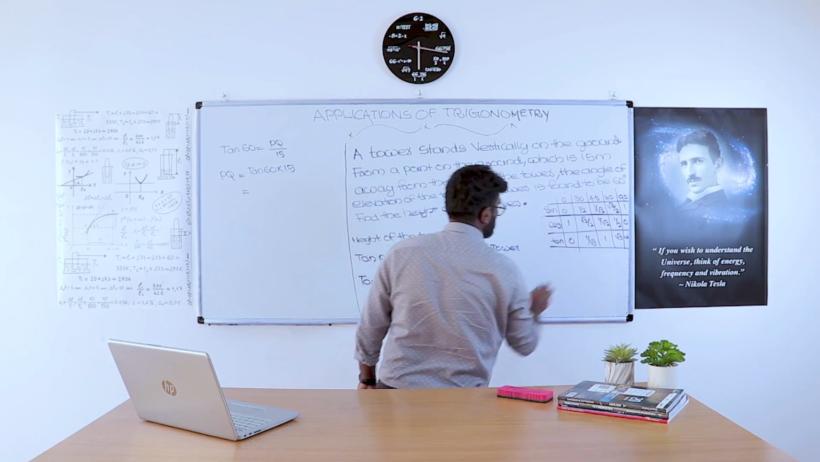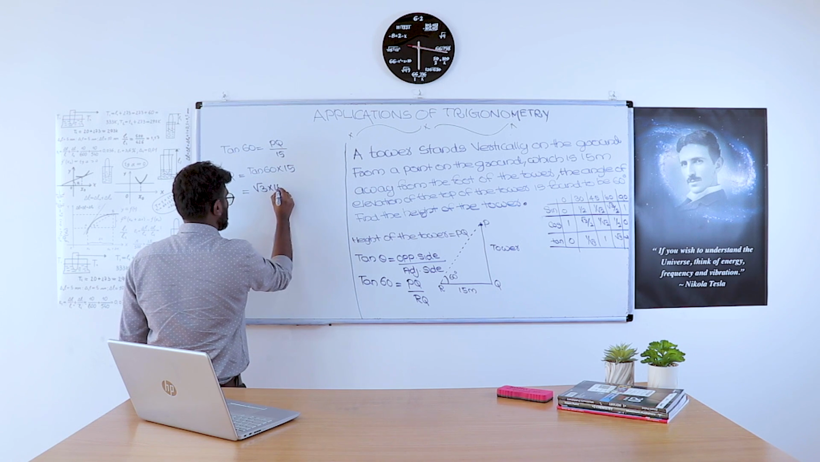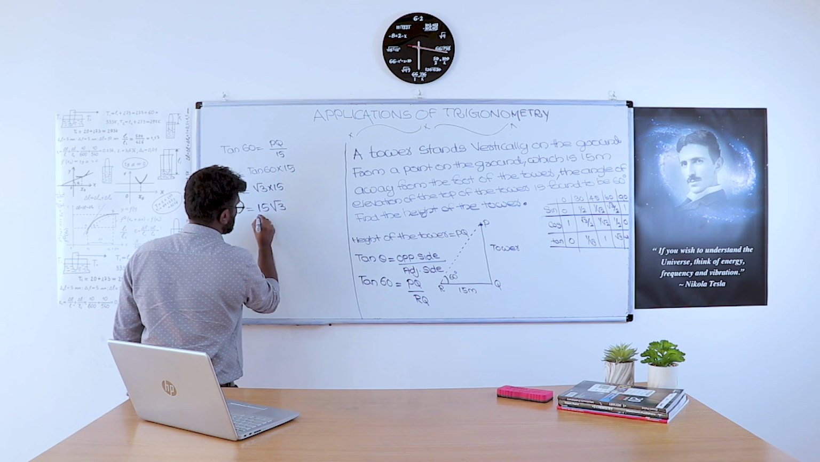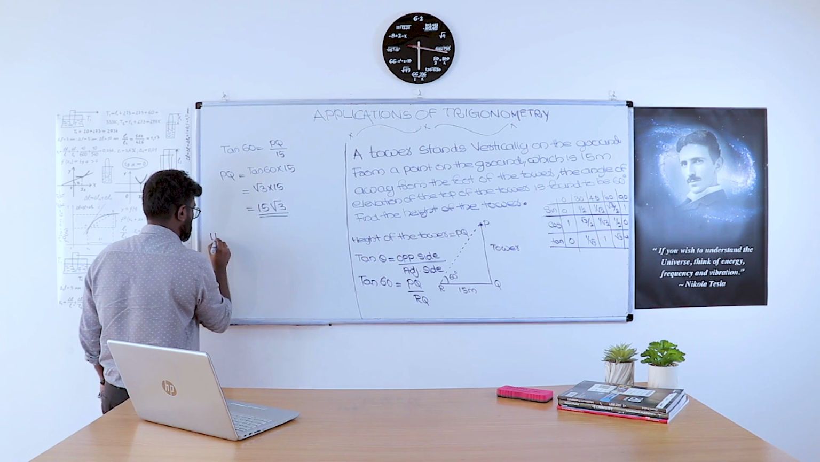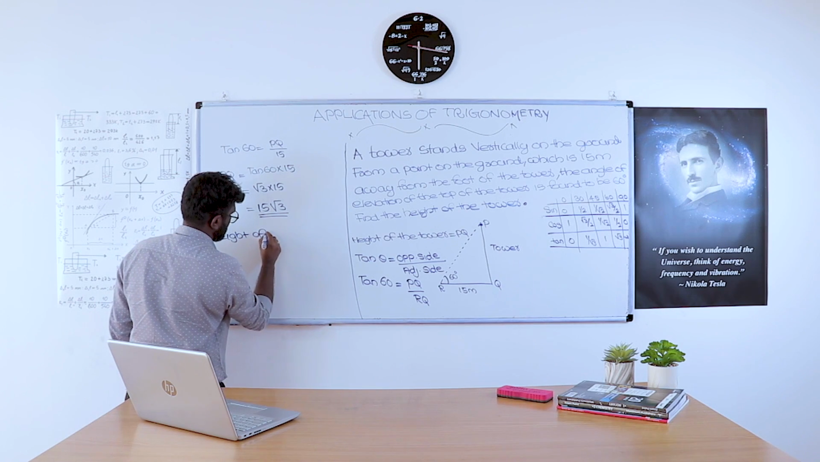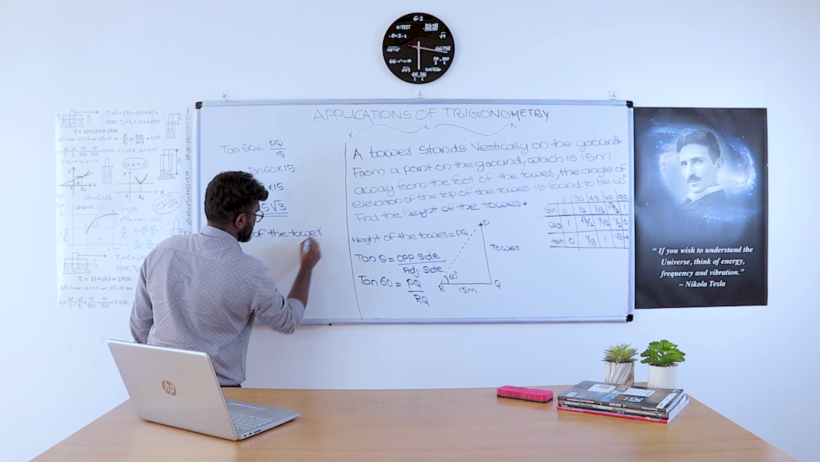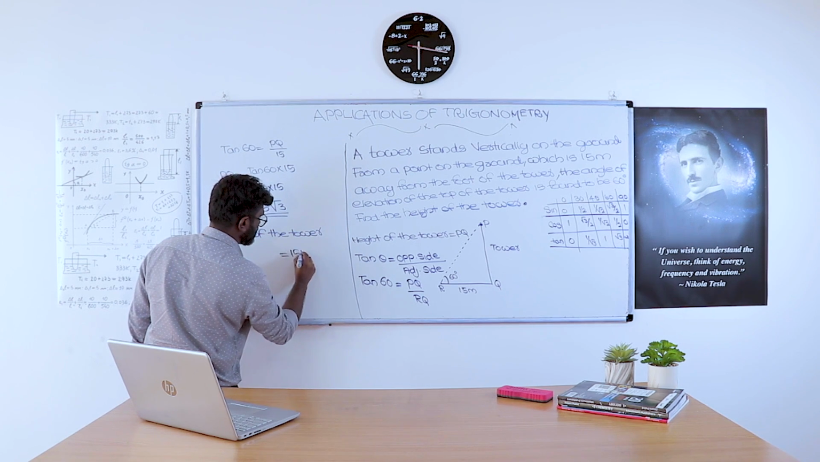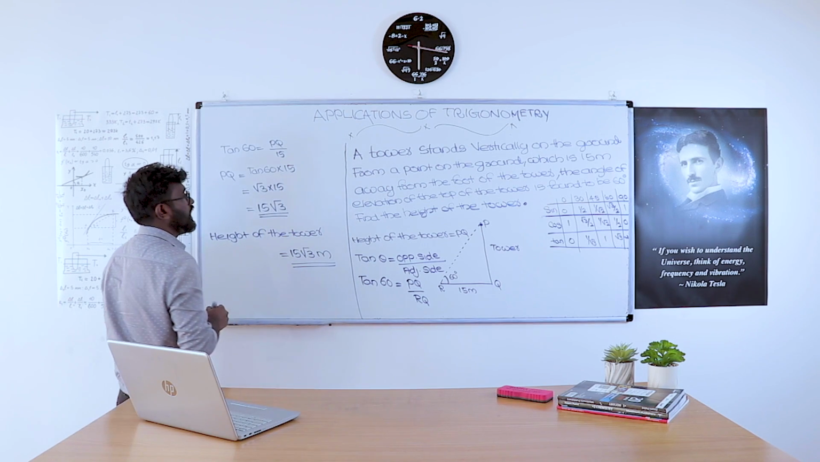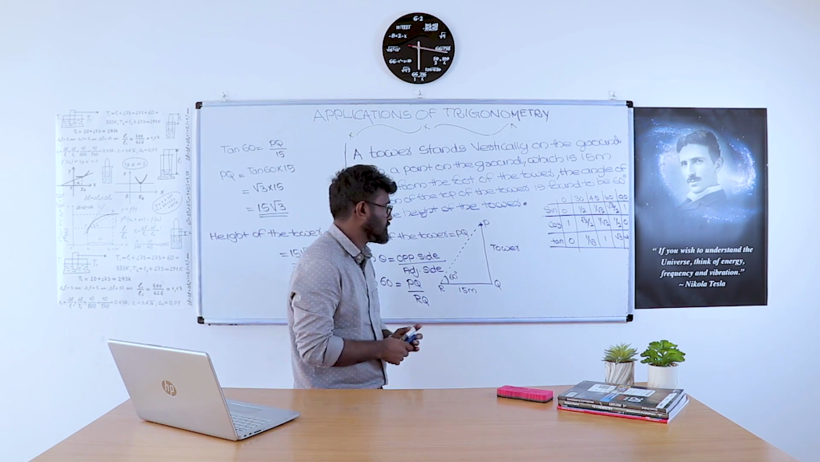What is the value of tan 60? Tan 60 is root 3. So root 3 into 15 is 15 root 3. PQ is equal to 15 root 3. That means the height of the tower is 15 root 3 meter. This is the height of the tower.